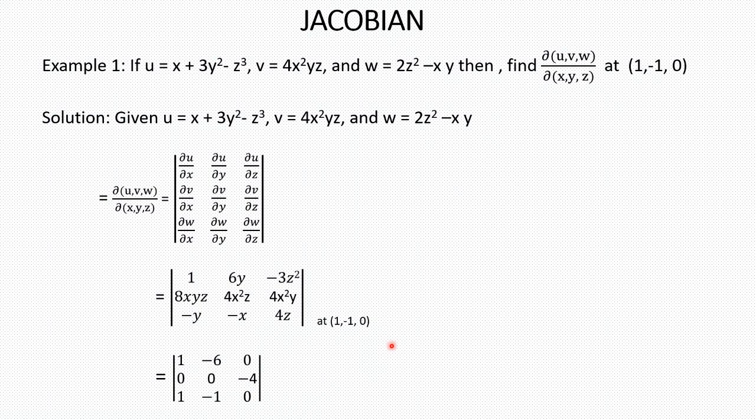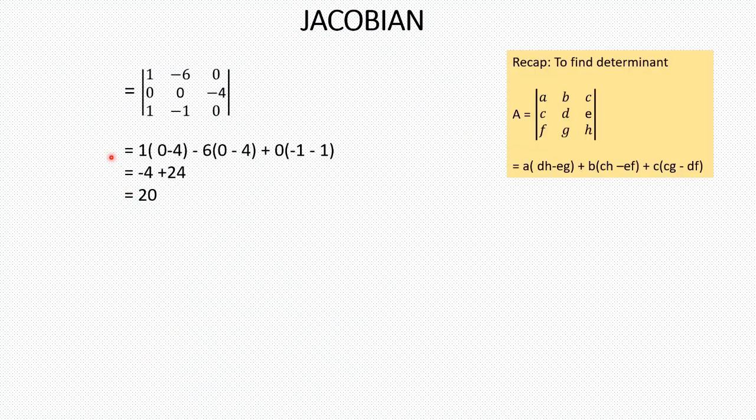Now substituting the values 1, minus 1 and 0, we get this. Finding the determinant, it is equal to 1 times (0 minus 4), which is minus 4, minus 6 times (0 minus 4), which is 24, plus 0 times minus 1, which is 0. Simplifying, we get 20.